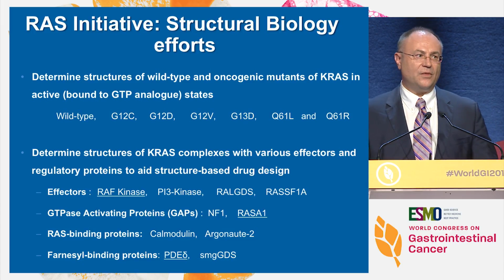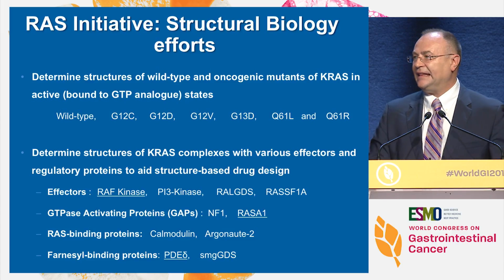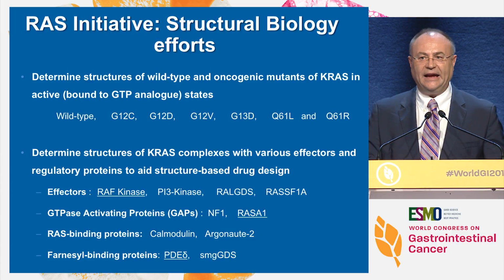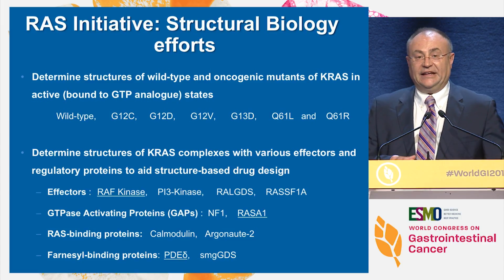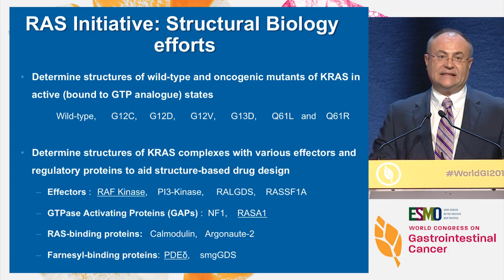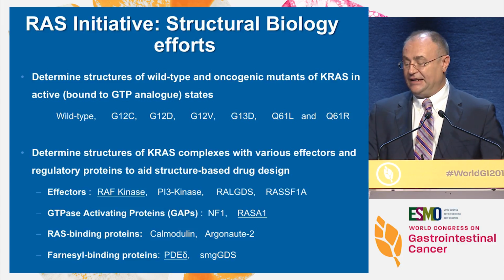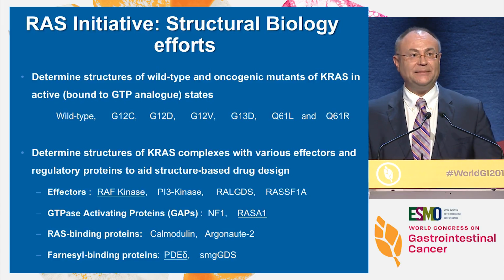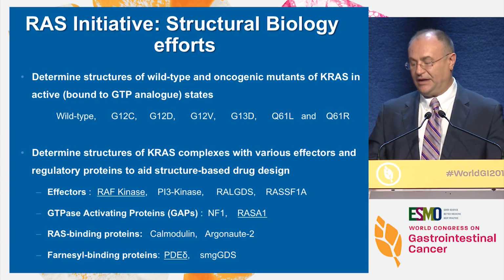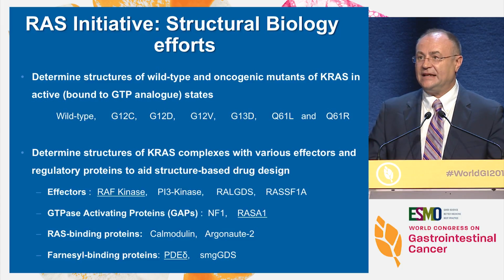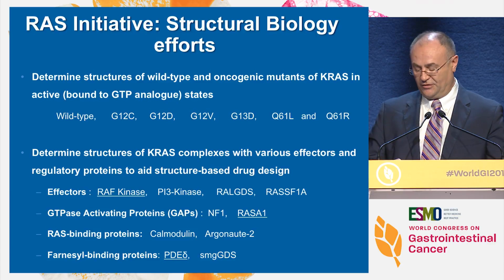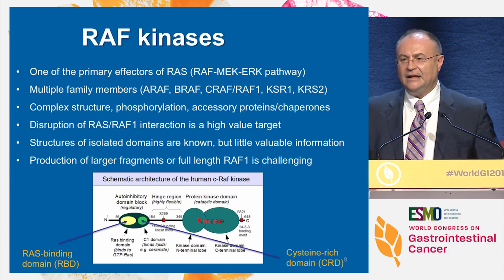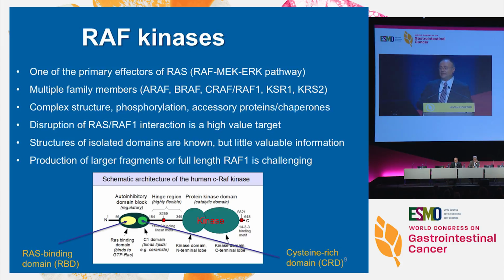The other particular approach is to look really at the effectors, particularly the RAF kinases, and I will give you also some examples. The farnesyl binding proteins, particularly the farnesyl transferase inhibitors, and the phosphodiesterases seem to be a very important aspect, because this is the one which interrupts the plasma membrane binding, the critical step to even be an effective RAS protein. The RAF kinases have been in the major focus of drug development.